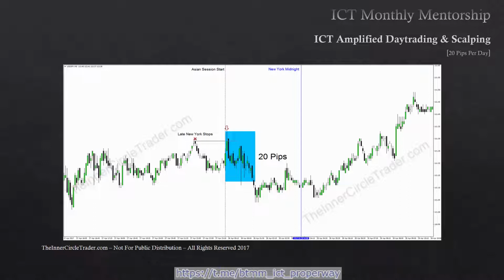Now, I know some of you are going to say, well, what happens if it keeps running up? Then you get stopped out. Your stop's at 20 pips. Just like any other trade, you have to have a filter for keeping advanced losses from occurring. So your stop loss is fixed at 20 pips.